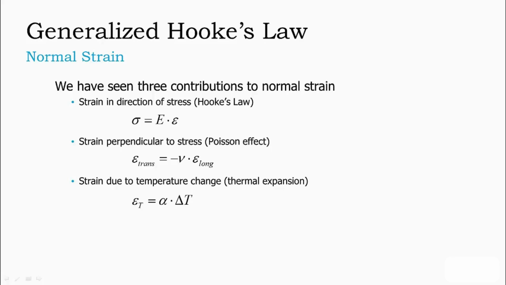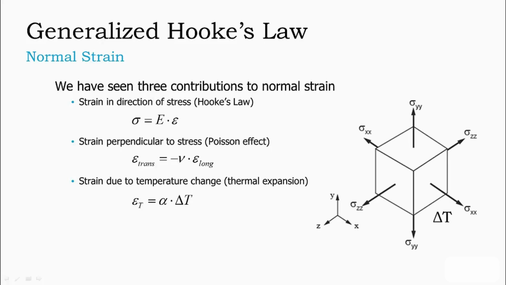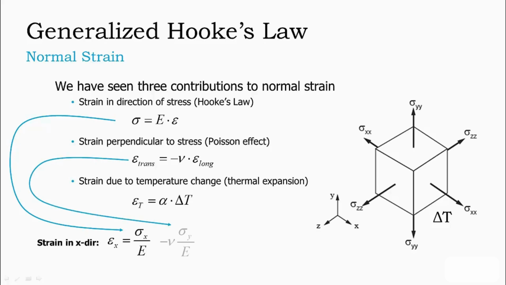If we apply these three contributions for a general state of stress, as shown here on the right in the Cartesian coordinate frame, where we have a sigma xx, sigma yy, and sigma zz applied to the material, as well as a temperature change delta T, we can begin to calculate the strain in the x direction. As a result of Hooke's law, we see that we get a component equal to sigma x divided by the Young's modulus. Due to the Poisson effect, we get a contribution due to sigma y, as well as a contribution due to sigma z. And finally, we also get a contribution due to the temperature change.